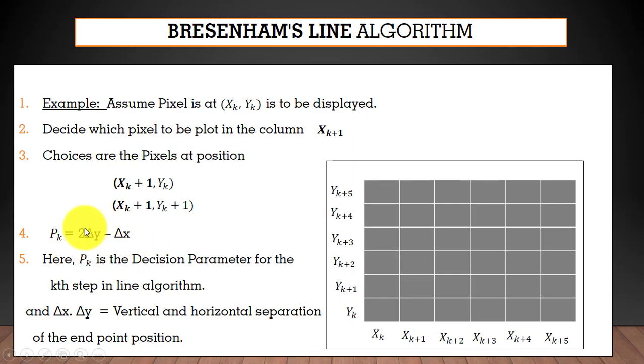This is the final output that we computed after many calculations. For simplicity, you will take the value pk equal to 2 delta y minus delta x. So what is pk? This is the decision parameter for the kth step in the line algorithm, where the value of k is 0, 1, 2, 3 and so on. Now we have delta x and delta y. These are the vertical and horizontal separation of the endpoint positions.